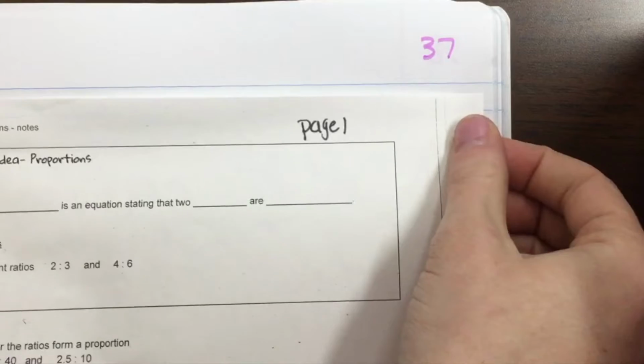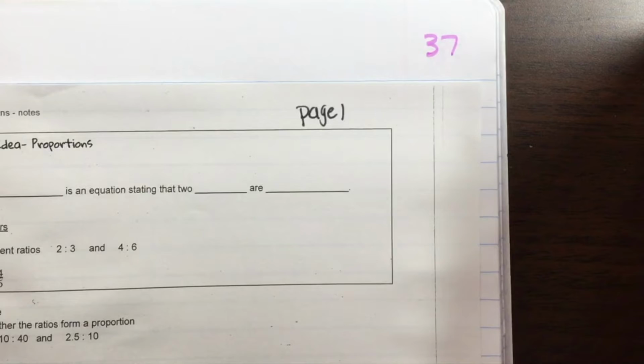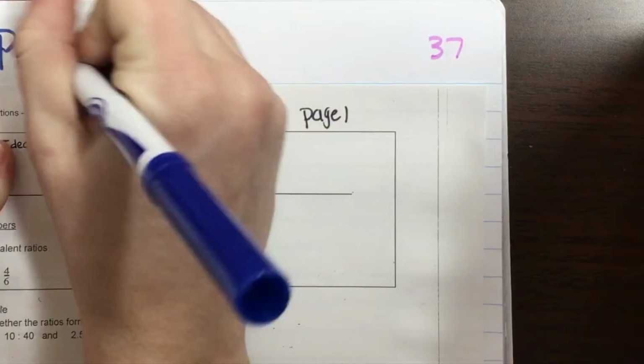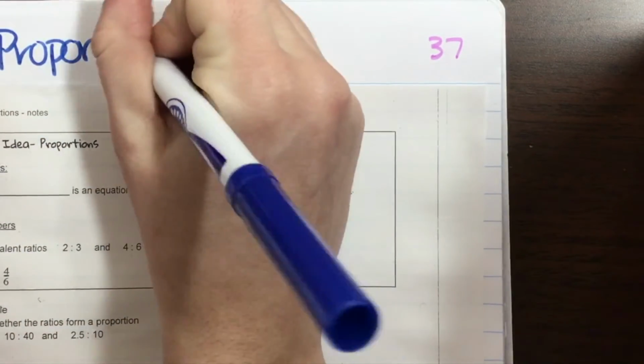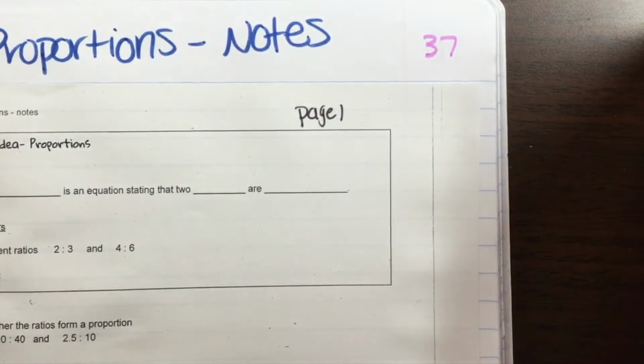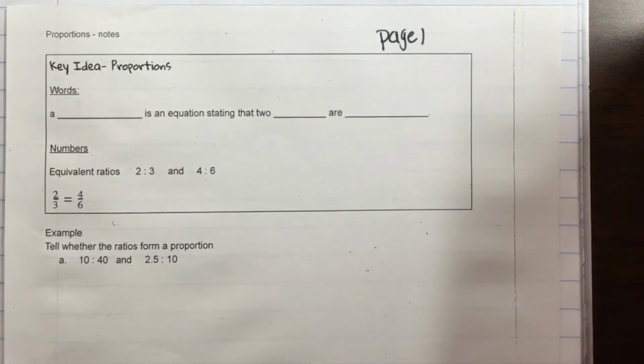Glue it in. Remember that you only really need to get the edges. Please don't cover the entire thing in glue. It will be very hard to write on. It'll take forever to dry. Okay. I'm gonna label this one proportions notes. And there are 2 pages, so I'm gonna go ahead and do the other one real quick. Okay, I have my notes glued in now.